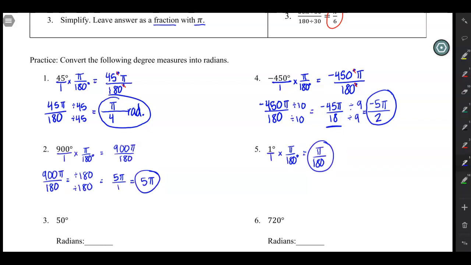So a couple of things to notice is that, like in number 2, there is a chance that the denominator of your fraction becomes 1. And if it is, then you don't have to write it. You can just write it as 5 pi, or whatever your numerator is. Also, like we saw in number 5, there's a chance that you can't simplify your fraction. If you can't, you just leave it as whatever you got.